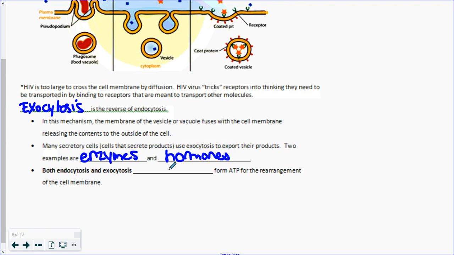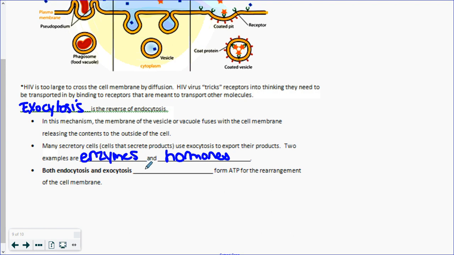Again, the cell is going to produce it. It's not really a waste product, but it's something produced within the cell, so the cell needs to get rid of it. Hormones are pretty big, so they can't get out through the cell membrane across that phospholipid bilayer. So there'll be a vesicle formed around them. They'll find their way to the surface and get kind of spit out at the side of the cell.